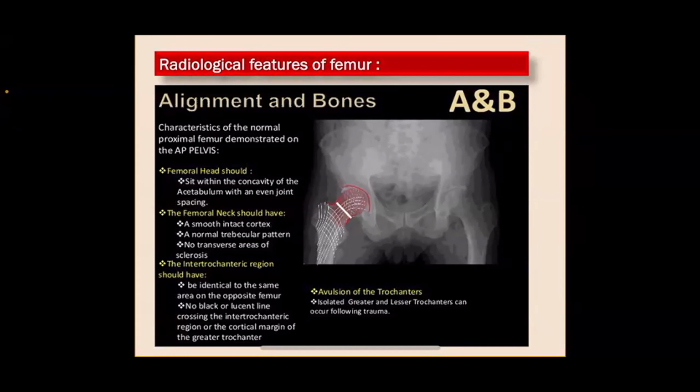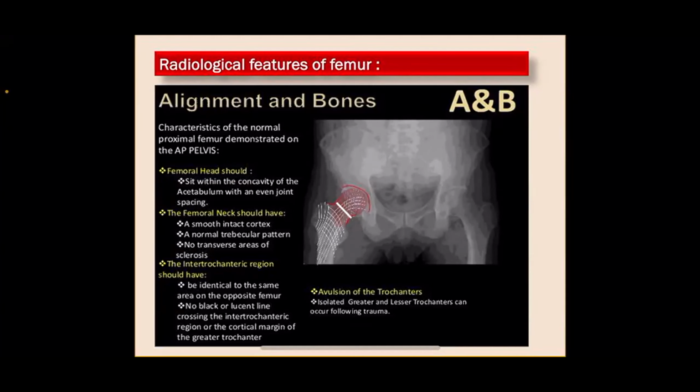Radiological feature of the femur. So the alignment and bones, the characteristic of normal proximal femur demonstrated on AP pelvis, is that the head of the femur should sit in the convexity of the acetabulum with an even joint spacing. The femoral neck should have a smooth, intact cortex, normal trabecular pattern, and no transverse area of sclerosis.